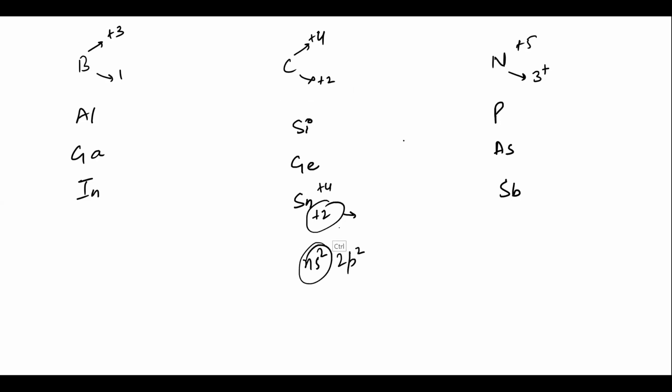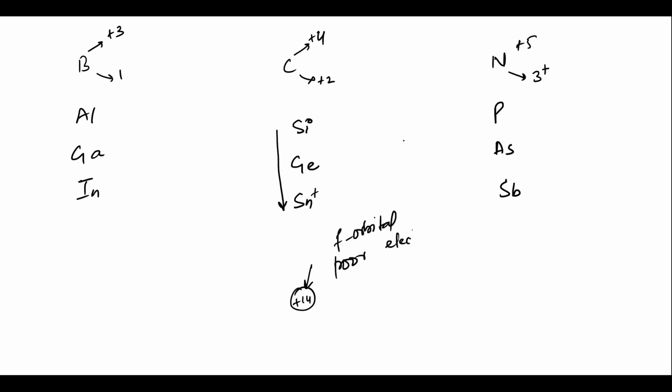And why this sudden increase in the effective nuclear charge? Because of the poor shielding effect of f orbitals. As we go down the group, the f orbital electrons come in, adding an extra 14 electrons, and f orbitals are not able to shield. F orbital electrons have a poor shielding effect.